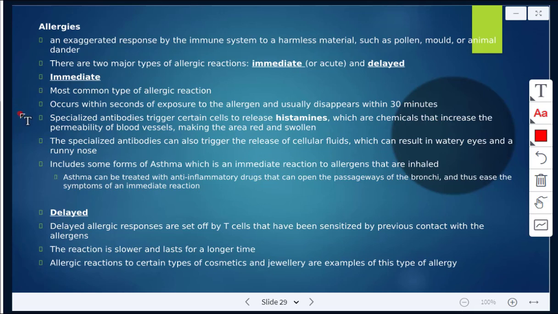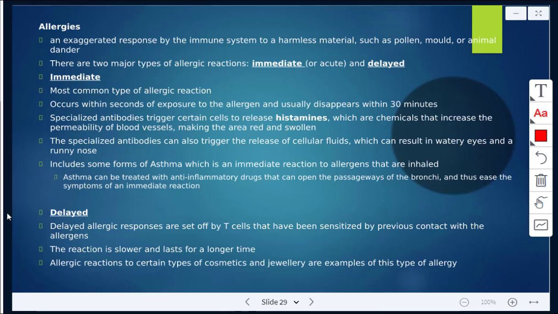Specialized antibodies will trigger certain cells to release histamines. These are chemicals that increase the permeability of blood vessels, making the area red and swollen. Specialized antibodies can also trigger the release of cellular fluids, which results in watery eyes and runny nose. This includes some forms of asthma, which is an immediate reaction to allergens that are inhaled. And usually asthma can be treated with anti-inflammatory drugs that will open the passageways of the bronchi and thus ease the symptoms of an immediate reaction.